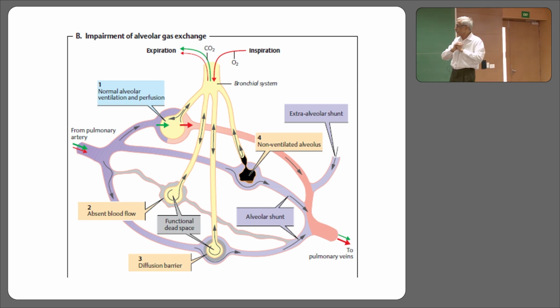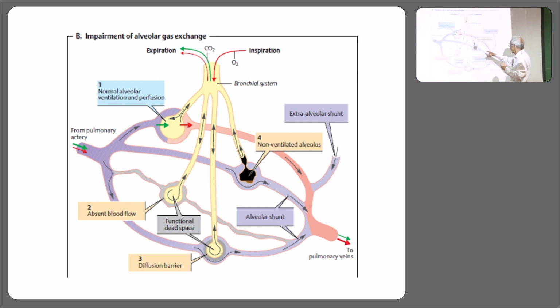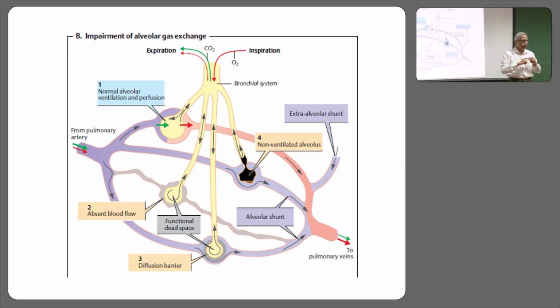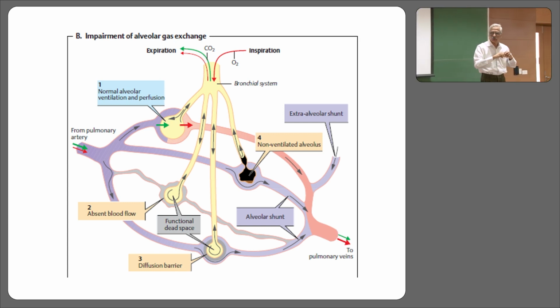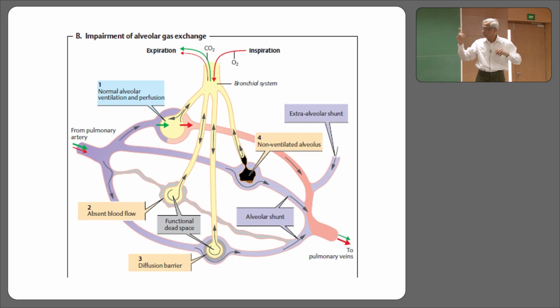Good. But what is the difference in this one? Is this alveolus also getting an equal amount of oxygen? Yes or no? What does it look like when you look at the image? The second one. In the second one, no, there is a problem.